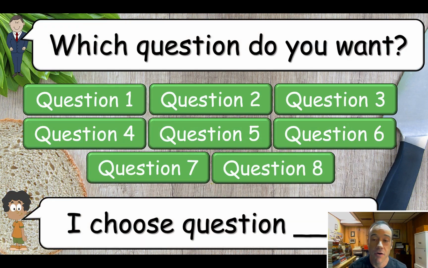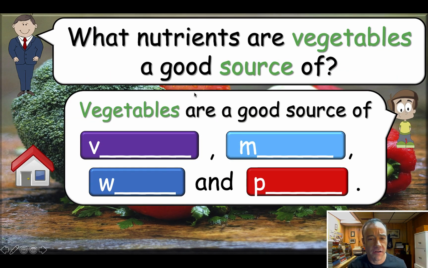So this is the main part of the lesson, the dialogue practice. It's a speaking class. You've got to talk. Okay, so call on two students from one of the teams, have them stand up at their seat or come to the front. One student asks the other student, which question do you want? And they say, I choose question number 2. Okay, and then here's the question: What nutrients are vegetables a good source of? And they have to look in their notebook. The clever ones will realize it's all color-coded. And also, I have the first letter here so they can see it to help them out. So they should say, vegetables are a good source of vitamins, minerals, water, and protein.